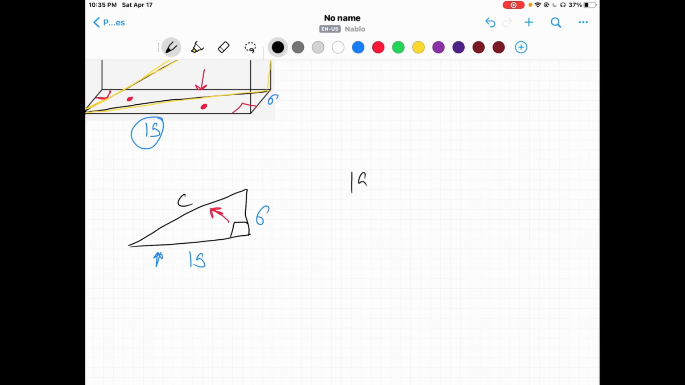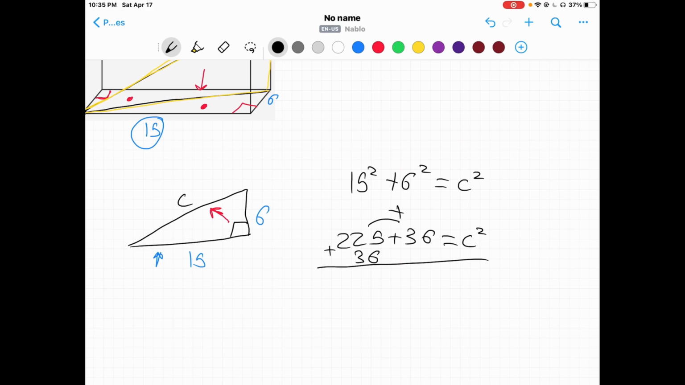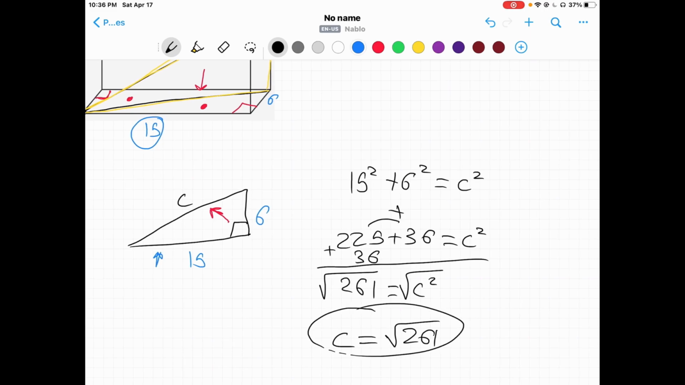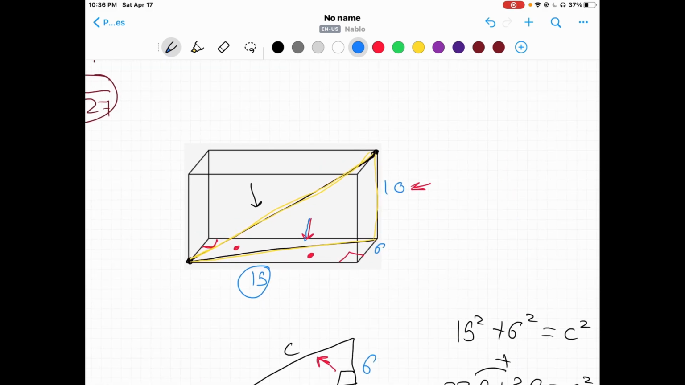So we would have 15 squared plus 6 squared is equal to C squared. Now the 15 squared is 225 plus 36, which is 6 squared, equals C squared. Now we're going to add these two. We're going to add them to simplify, and we will get that 261 is equal to C squared. Now we're going to take the positive root of both sides and get that C is equal to the square root of 261. So now we know that this side right here is equal to the square root of 261.